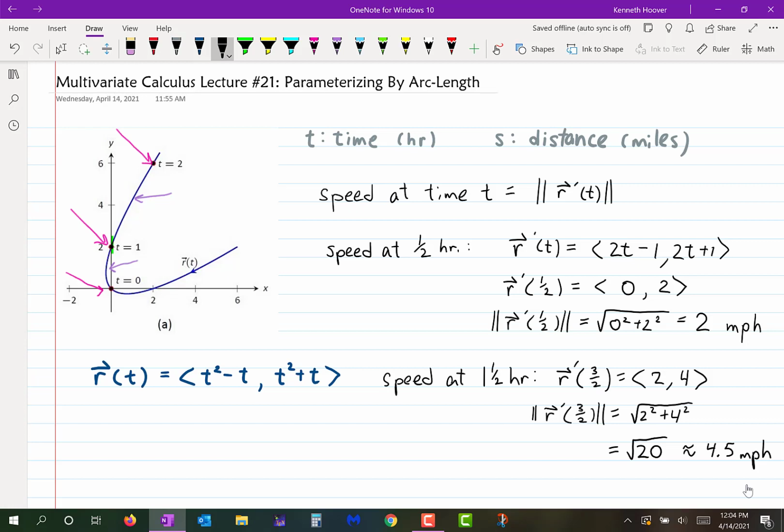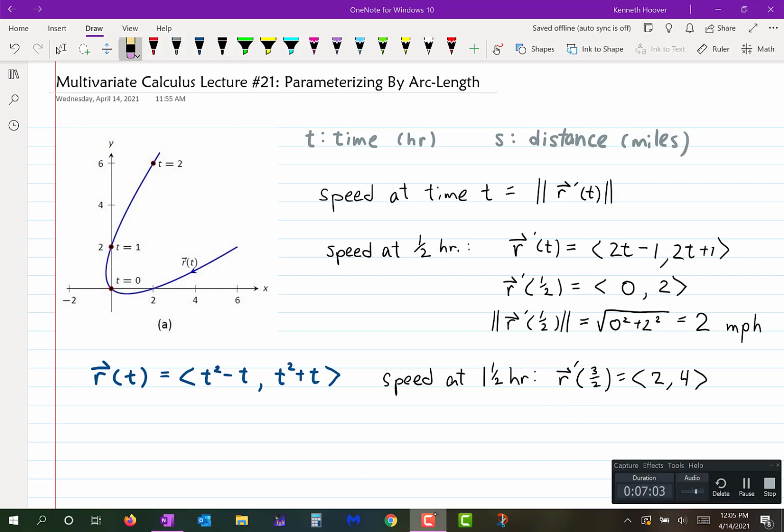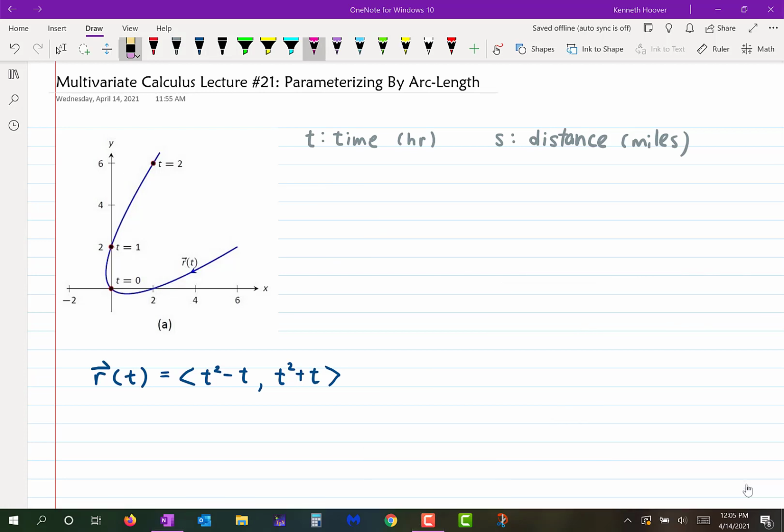All right, that's pretty simple stuff. But now I want to change it a little bit. Now I want to measure my location by distance. A minute ago I asked, where are we starting? The answer is there. Where will we be after 1 hour? Right here. Where will we be after 2 hours? Right here. Now I want to ask a different question.